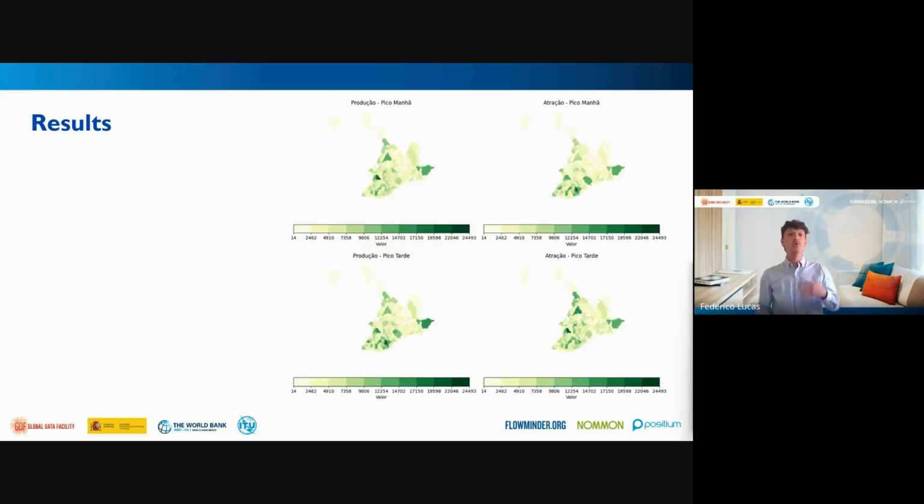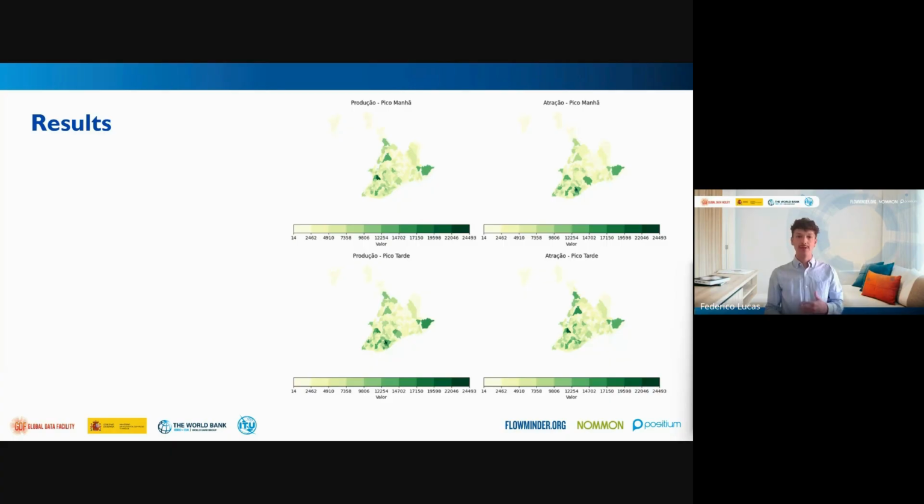Lastly, let's add some geographical analysis. Here we have 4 maps showing the entire metropolitan region painted in shades of green. On the left side, the maps represent trip productions, that is the number of trips originating from each zone. On the right, they show trip attractions, or the number of trips with destinations in each zone.